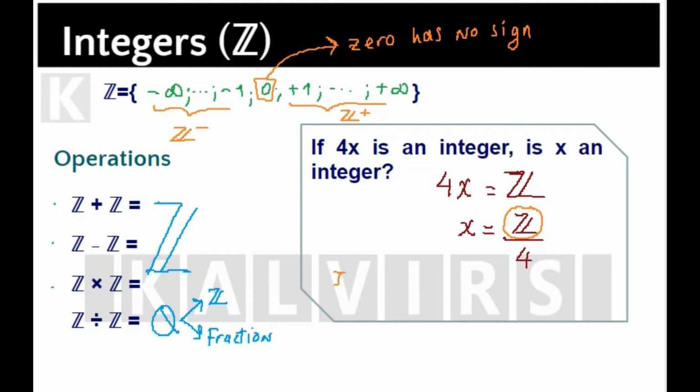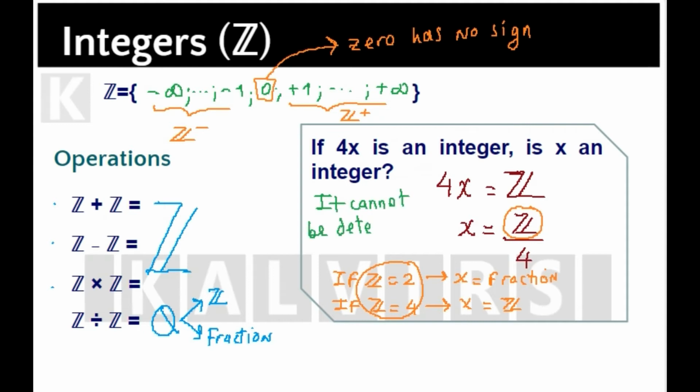For instance, if z is 2, then x is a fraction. And if z is 4, then x is an integer. But since we don't know which value z has, we cannot know which value x is, or what kind of number x is. So our answer for the question is, it cannot be determined.